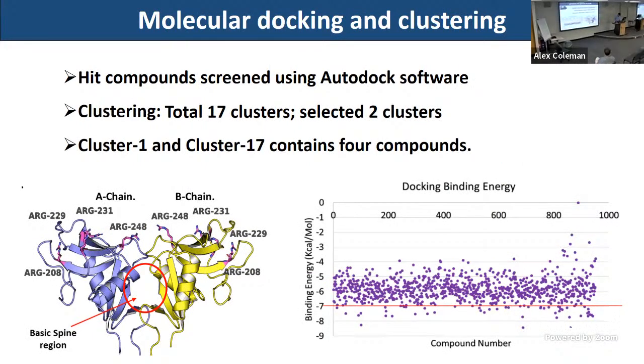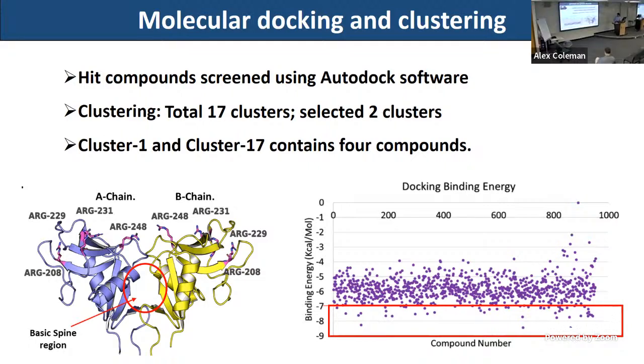For molecular docking, we use Autodock software. After docking, we select the compounds having binding energy better than -7. We found 49 compounds with binding energy better than -7. We select these 49 compounds for clustering. For clustering, we find 17 clusters. From these 17 clusters, we select 2 clusters, and each cluster contains 4 compounds.